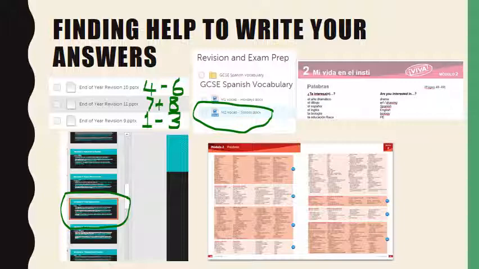Sticking in that same area, another place where you can find help is the GCSE Spanish vocabulary folder. So you will be able to open up Word documents for each of the modules. Alternatively, you can find those same words and phrases at the end of each module in the online book.